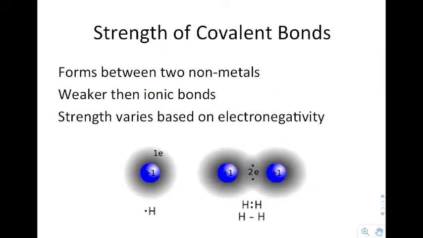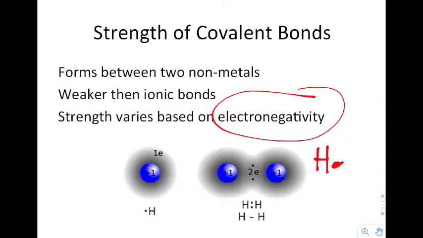Okay, the strength of covalent bonds. Covalent bonds are weaker than ionic bonds. They can vary in strength based on what's bonded together, and that's what we call electronegativity. Whenever you have two identical elements, like hydrogen bonded to hydrogen, or fluorine bonded to fluorine, the bond is not nearly as strong because there is no unequal distribution of charge. So that's a really weak bond, much weaker than an ionic bond.